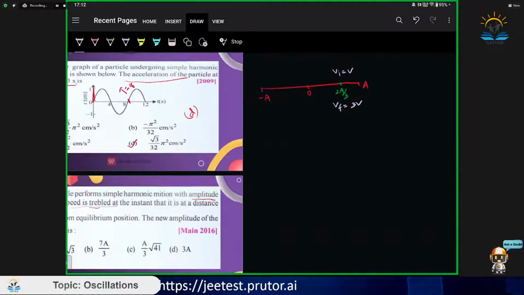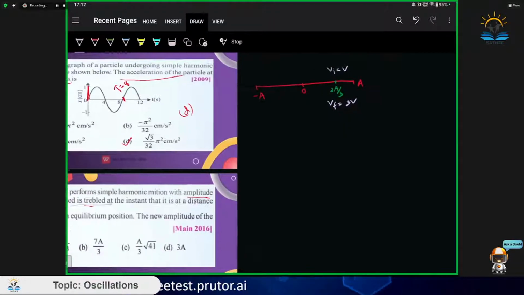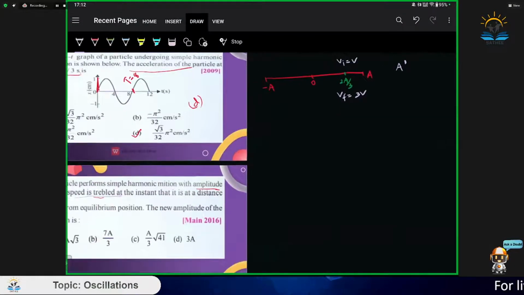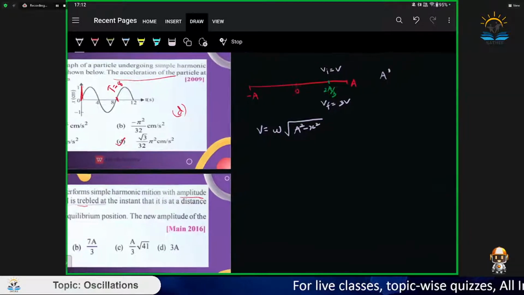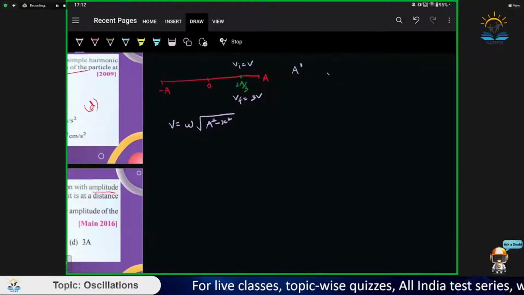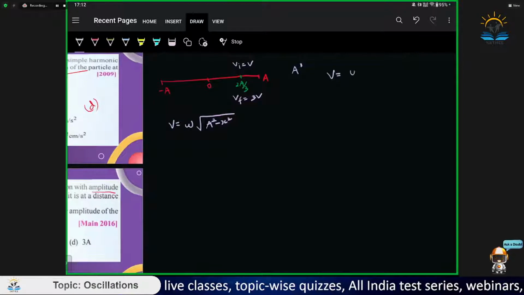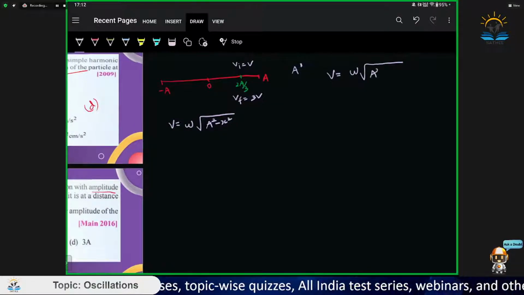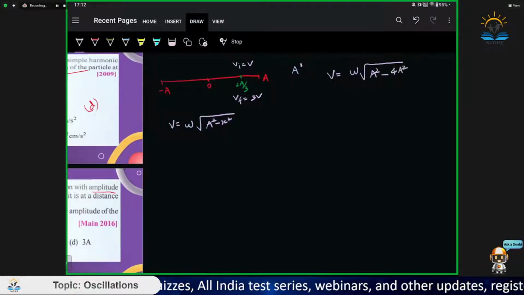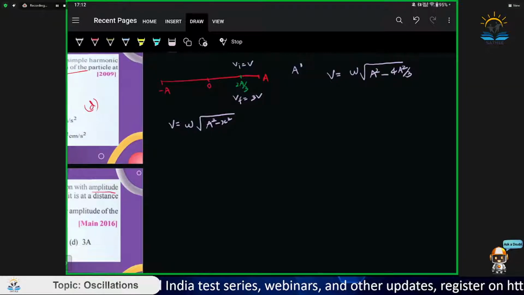So now the amplitude of SHM will change. I have to find out that new amplitude, a dash. For that, we know the velocity displacement relation. Velocity v equal to omega into root of a square minus x square, right? We can apply it here. In the first case, velocity v initially is v only, omega into root of a square minus x square, where x is 2a by 3. 2a by 3 whole square is 4a square by 9.